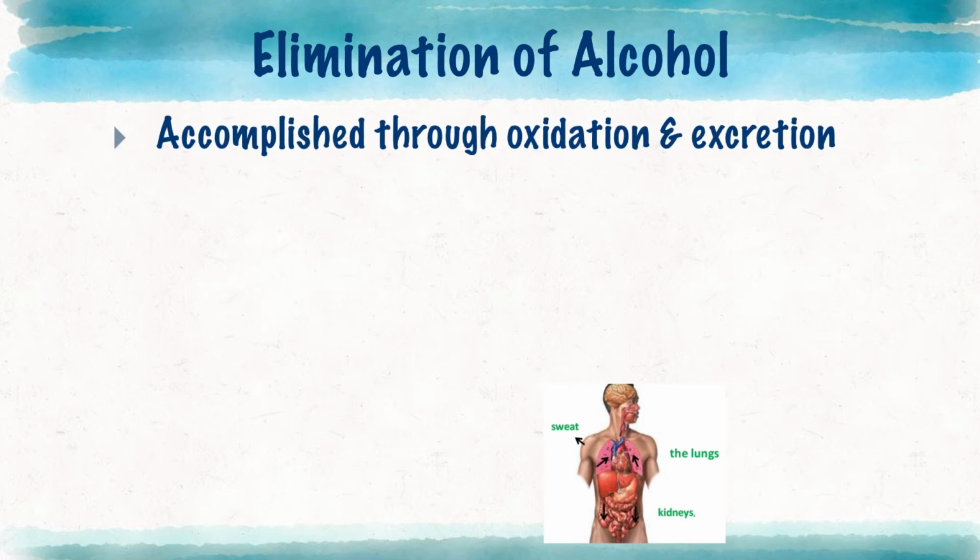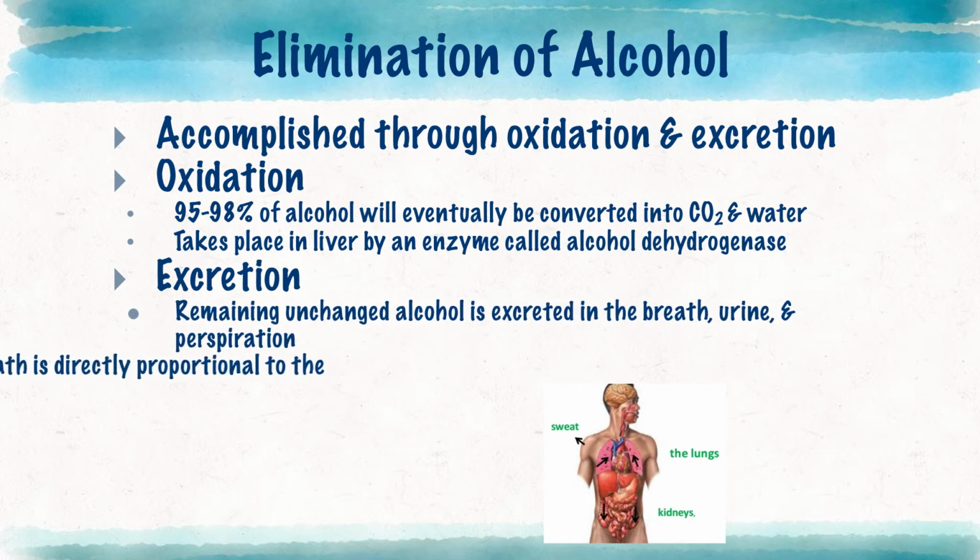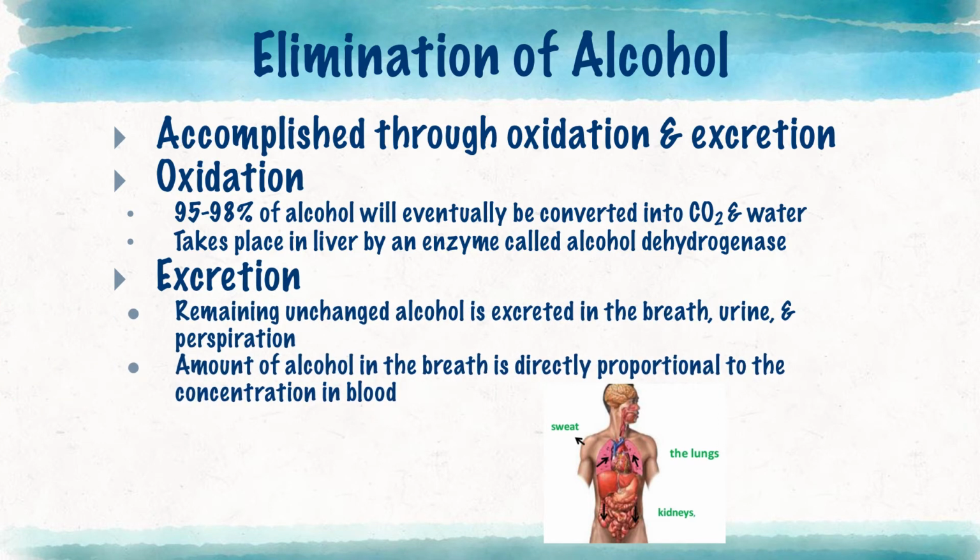Once maximum alcohol levels have been reached and it starts to break down, the elimination process happens. This is accomplished through two processes: oxidation and excretion. In oxidation, 95 to 98% of the alcohol will eventually be converted into carbon dioxide and water. This mostly takes place in the liver by an enzyme called alcohol dehydrogenase.